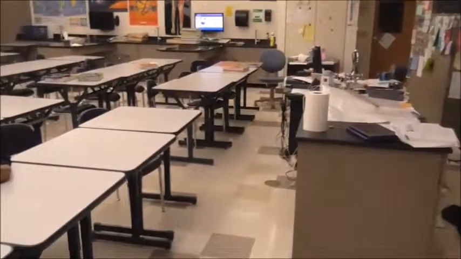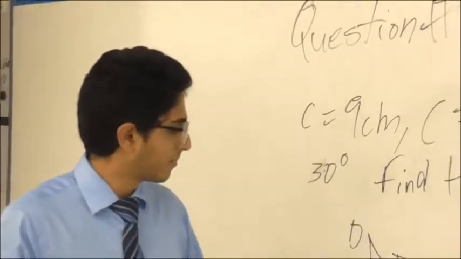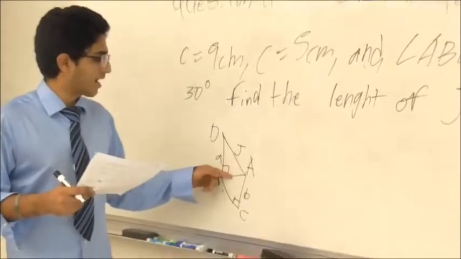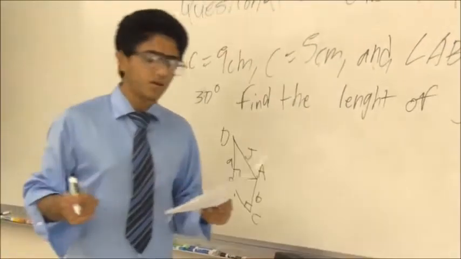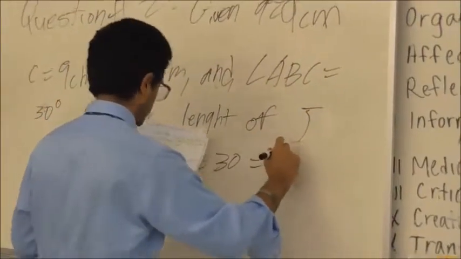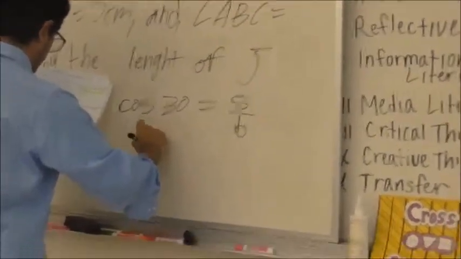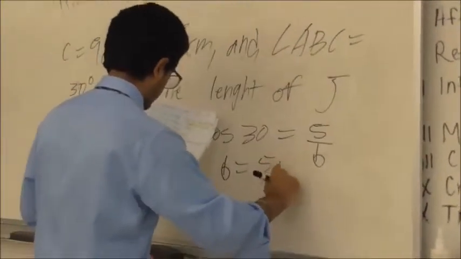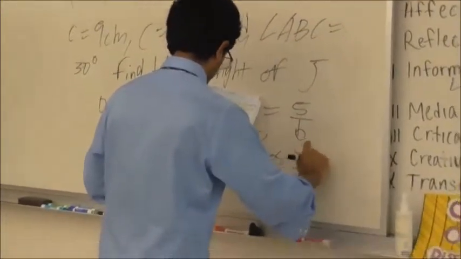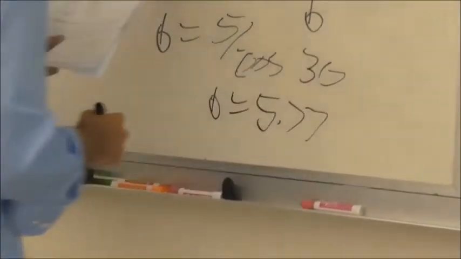The solution to this problem can actually be done by the Pythagorean theorem because we are finding the length of J and we are given these two sides. But the answer I wanted you to use was cosine of 30 is equal to 5 divided by B. And then B is equal to 5 divided by cosine of 30. So B is equal to 5.77.